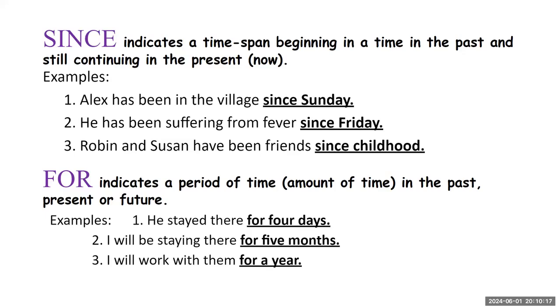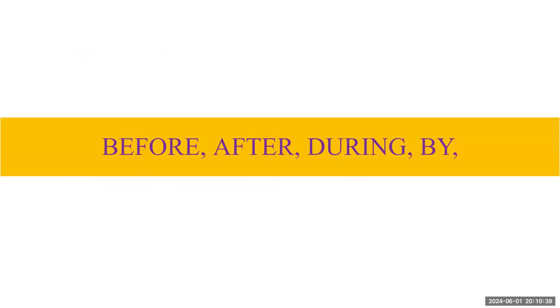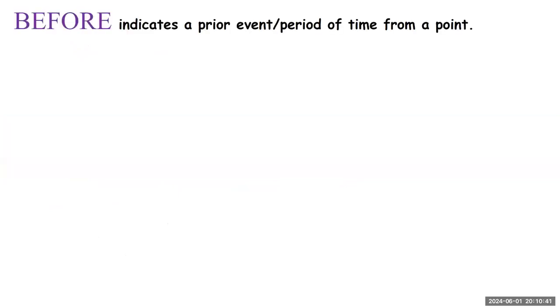I will work with them for a year. He was standing there for a long time. You cannot also say he was standing there since a long time. That's very wrong. It's actually emphasizing the amount of time here. Before, after, during, and by. Before indicates a prior event, a period of time from a point.